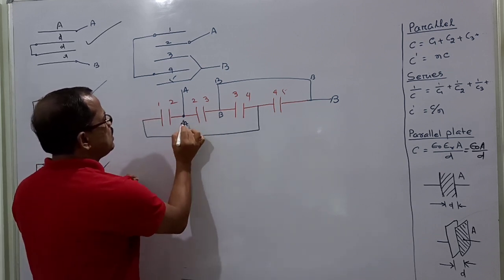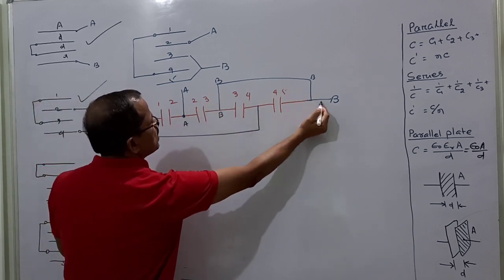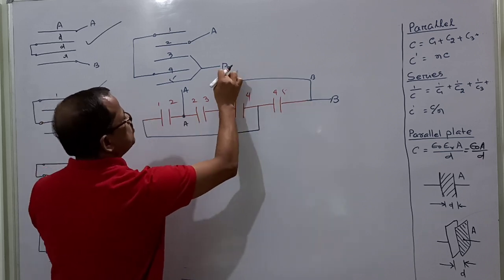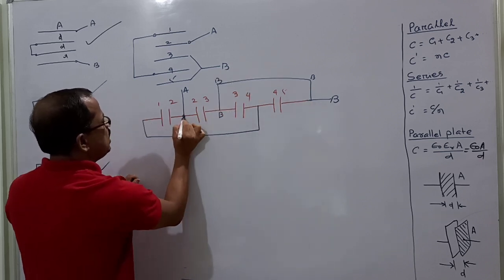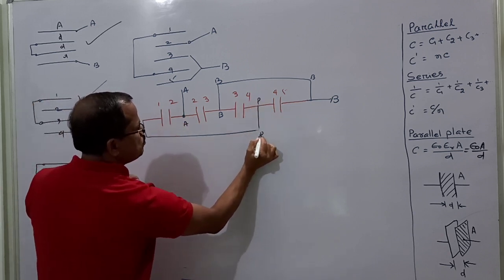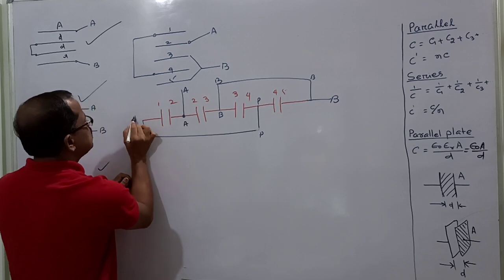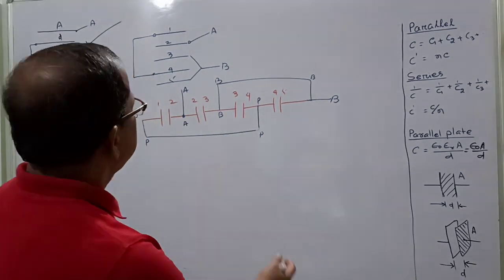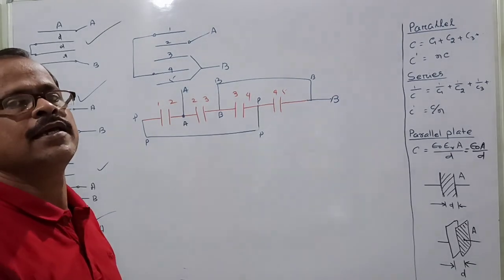So now this is point A, this is point B. So this is A, this is B. Now this is B, this is B, this is B. So now this is A. Now you give any point. Let's say this point is P, this point is P, this point is P. Only naming. Once it is named properly, then things will be easier to think about.